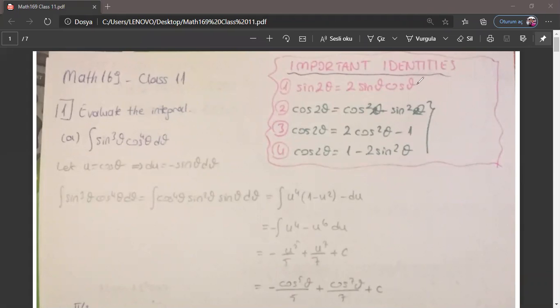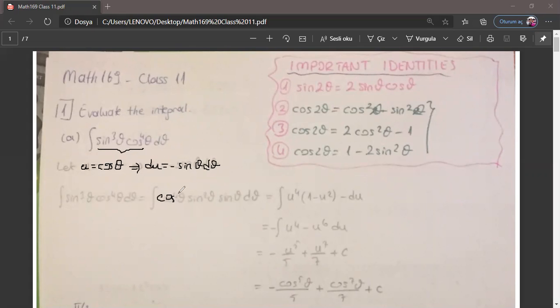These are important identities. You should memorize them, because they're so useful when we have such integrals. What do we do now? We substitute u equals cosine theta. Then we differentiate it and get minus sine theta d theta.